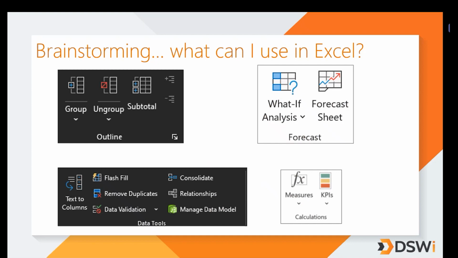So just brainstorming some different ideas of what you can use in Excel besides pivot tables and pivot charts. You can group, ungroup data, you can create subtotals, you can do data transformations, you can use what if analysis or forecast sheets, you can do KPIs, you can do measures. Anything you can think of to manipulate your data for further analysis and create those rich data models.